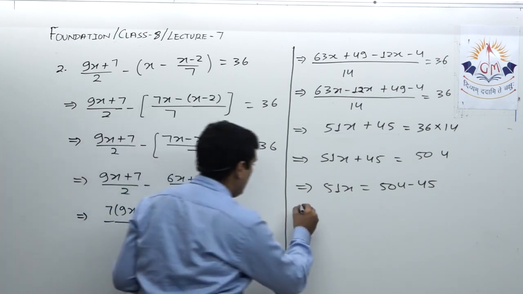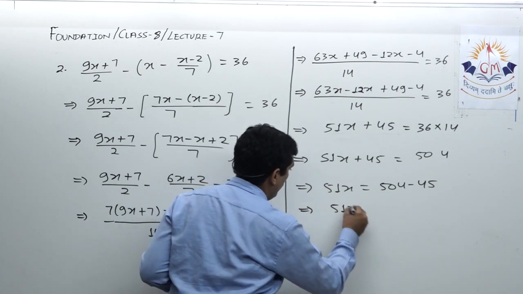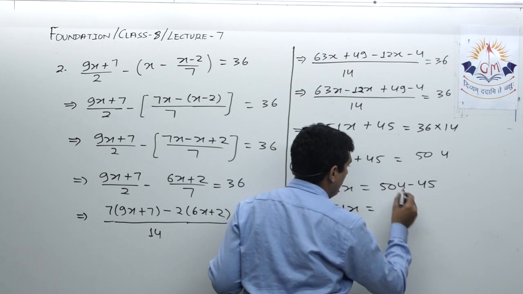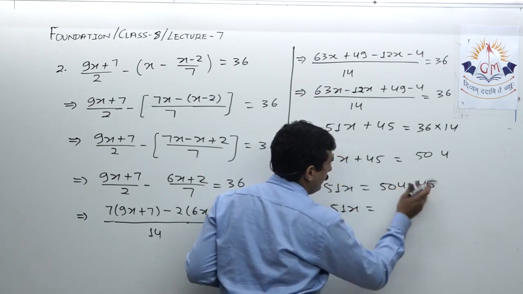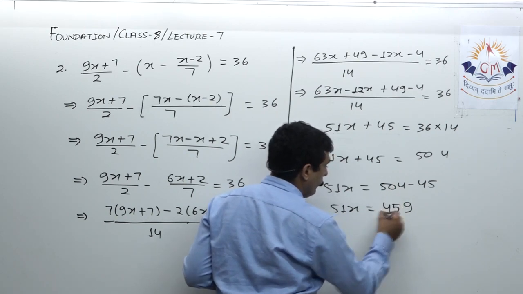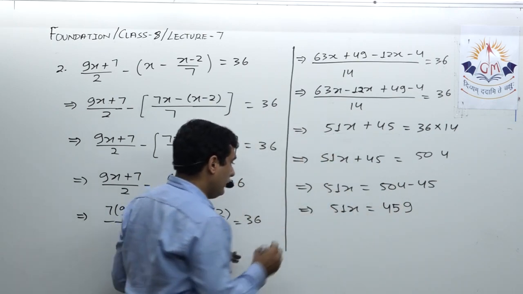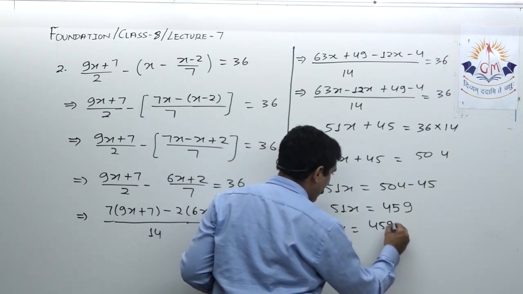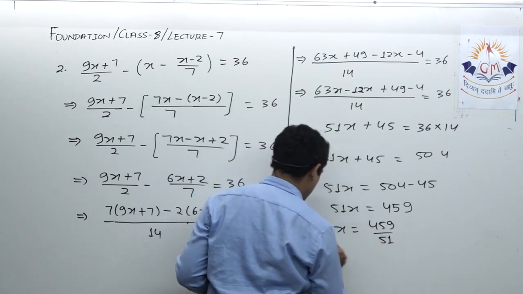Okay, so I hope you got the answer. 51x is equal to, now 14 minus 5 is 9, carry over, 9 minus... 459. So ultimately x is equal to 459 upon 51.